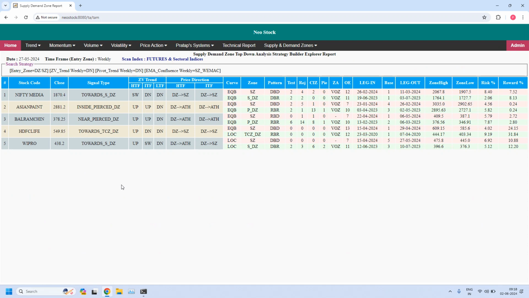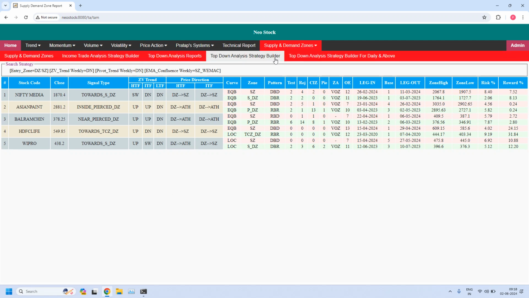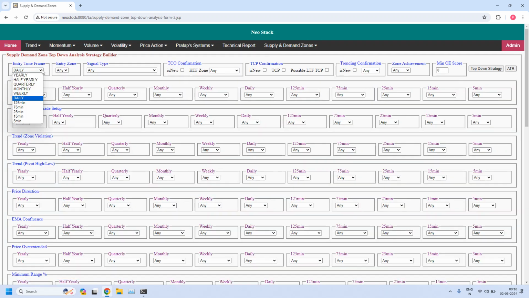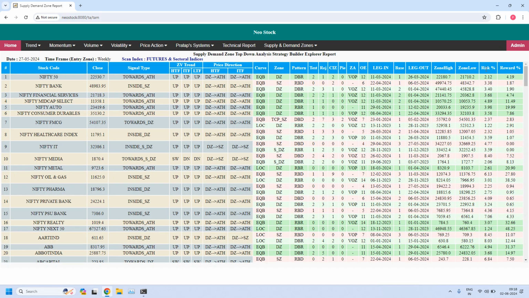Okay, in the final report, I will generate all the weekly demand and supply zones without any filters for all the indices and equity stocks listed in the F&O category, so that you can use them for your reference, because you might have some favorite stocks. You want to know how these zones look, what the trend is, all the parameters. So that's why I am selecting the entry time frame weekly. I am not setting any filters. I am generating the complete report.